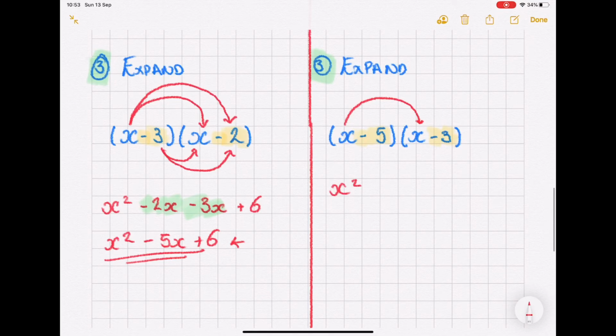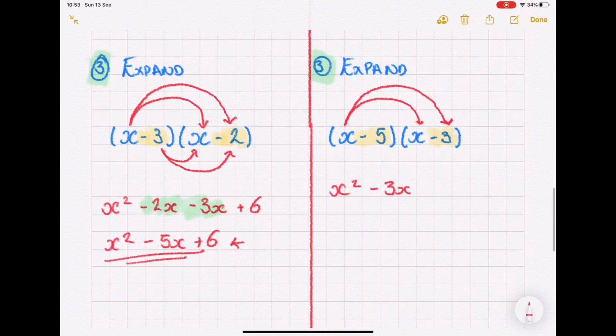Then we do x times -3. x times -3 is -3x. Then we do our inner two, so -5 times x is -5x. And then we do our last two, so our -5 times -3. Negative times a negative is a positive, so -5 times -3 is +15.